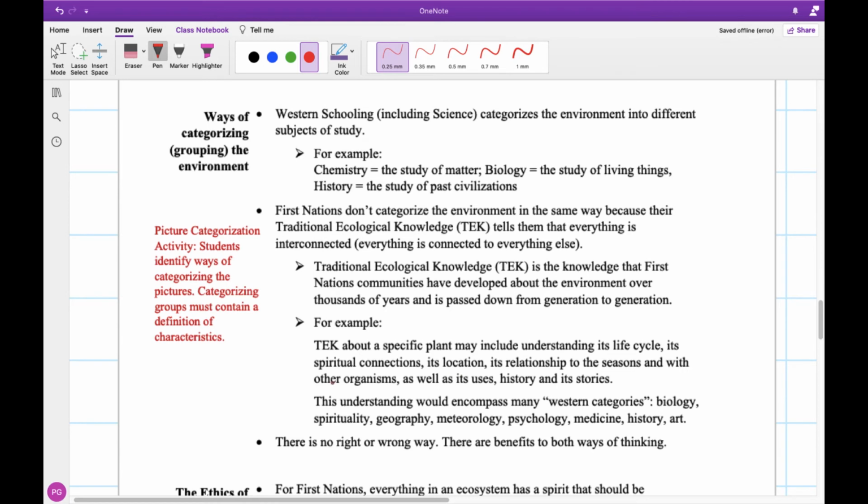And this is not to say that one is better than the other. There's no right or wrong, there's no better or worse. There are benefits of thinking in both ways. For example, separating these subjects of study can help us see similarities amongst things that we would study in chemistry, biology, history. We can look at the similarities and apply similar procedures to help us study and learn more about them. However, traditional ecological knowledge tends to lend itself towards understanding something in a larger context, because instead of thinking about different pieces, we're thinking about all the connections between all of the pieces.